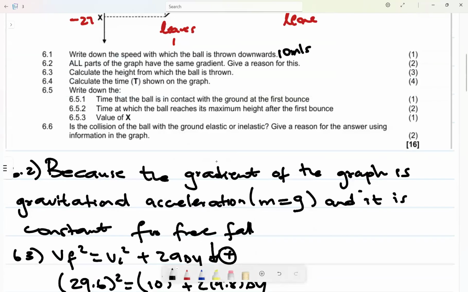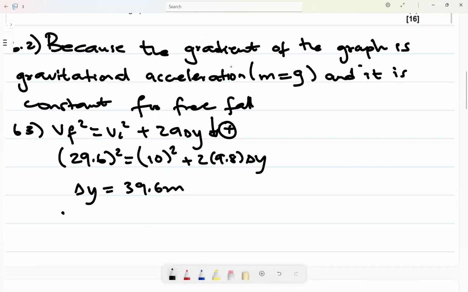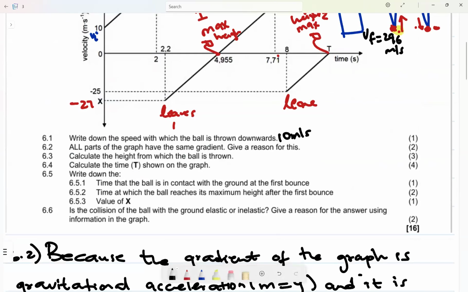meters. What did they ask? Calculate the height from which the ball was thrown. Therefore, please conclude, height is equal to 89.6 meters.